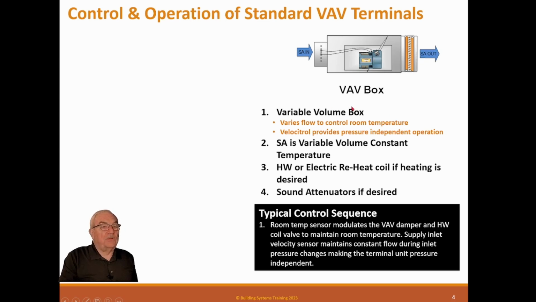So a typical control sequence is the room temperature sensor modulates a VAV damper and a hot water coil valve or electric heater to maintain room temperature. Supply inlet velocity sensor maintains constant flow during inlet pressure changes, making the terminal unit pressure independent.